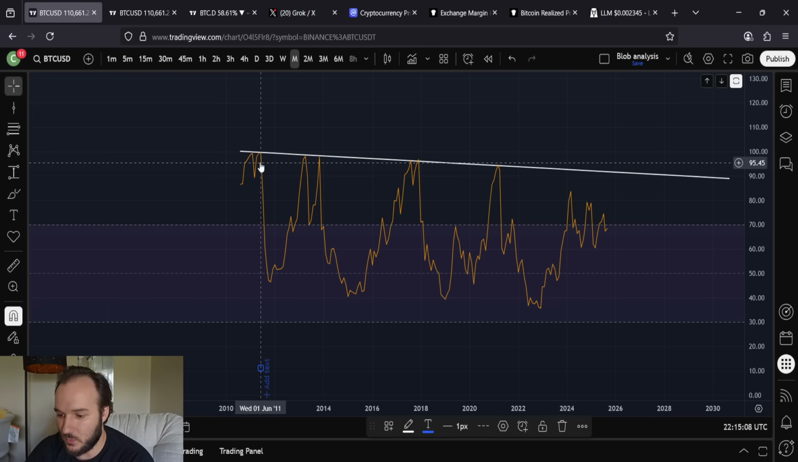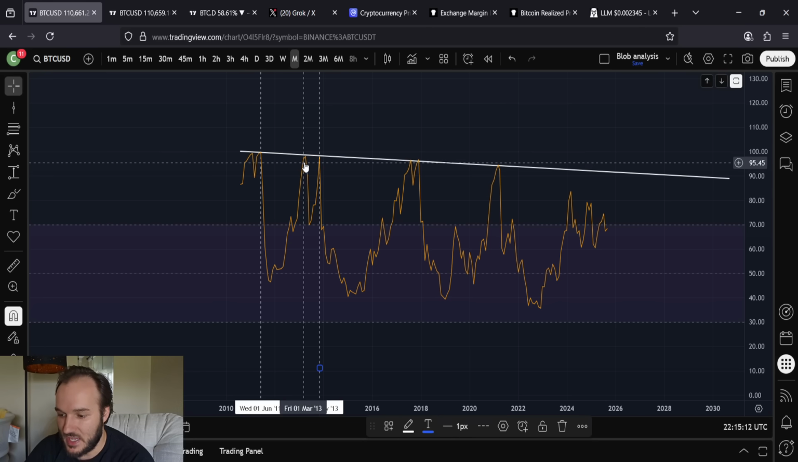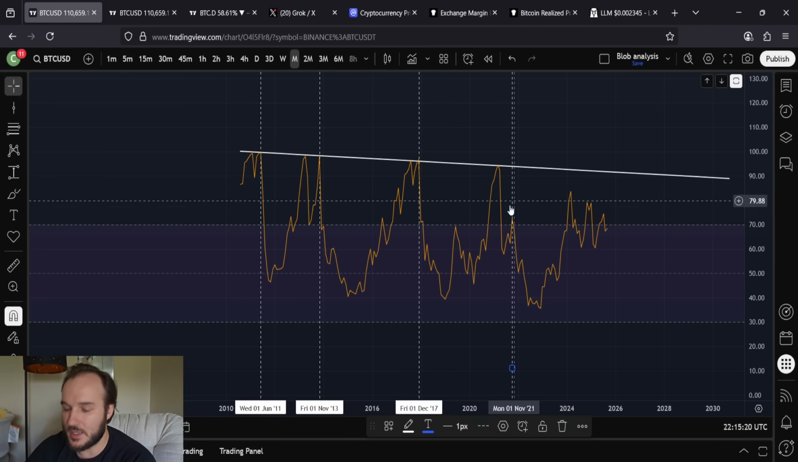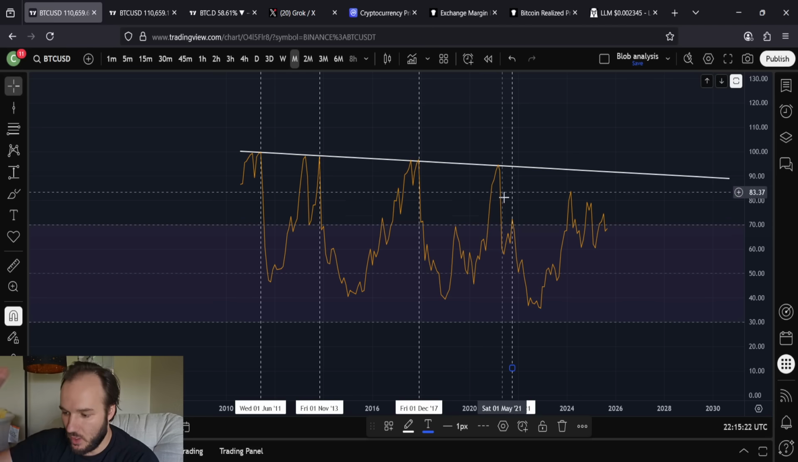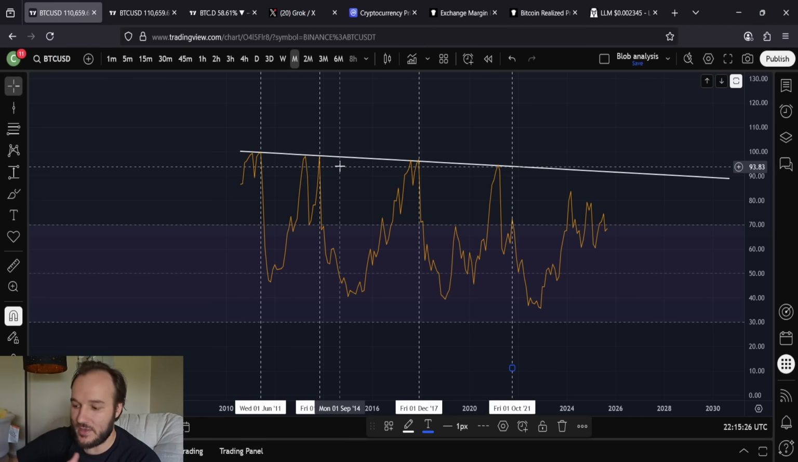Here's the second peak, right? 1, 2. Here's the second peak, 1, 2, and the second peak comes after you interact with this trend line, right? After this here, right there. And then right here, this one did not interact with the trend line, but this was your second peak, 1, 2, right? And that was where your all-time high was every single cycle.